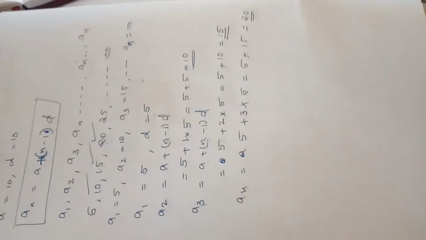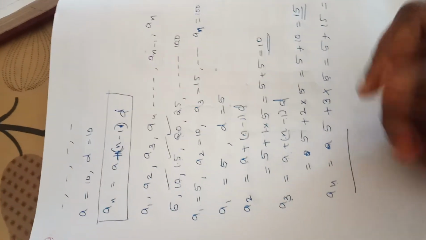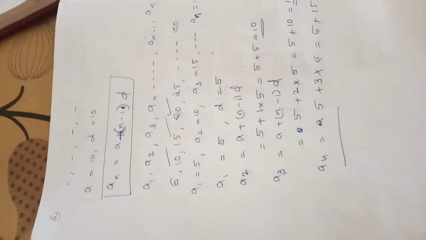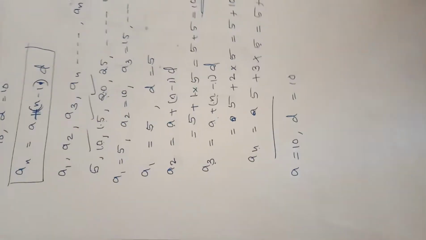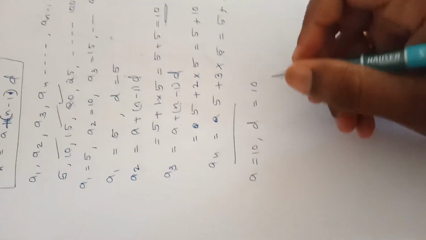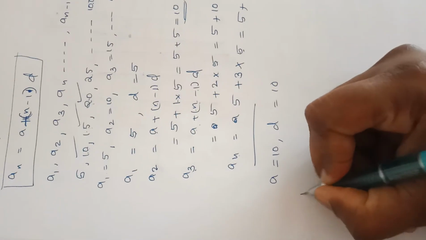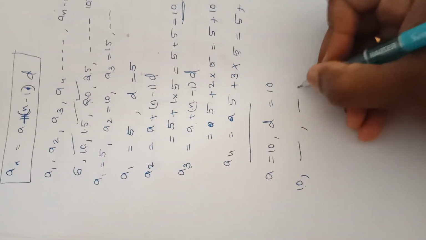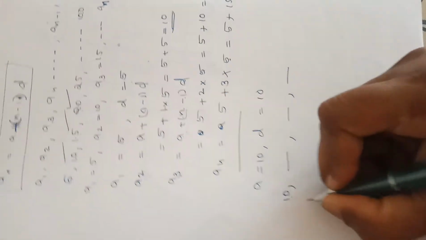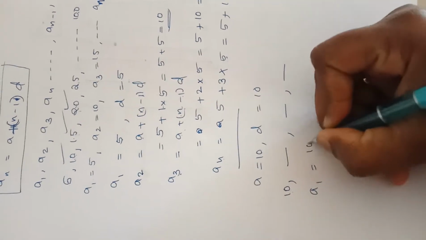So I am doing the first question, question number 2, first part. A is equal to 10 and D is equal to 10. So we have to write the first 4 terms of the AP. A is equal to 10, so this 10 we can write as the first term. We have to write 3 more terms. So this one, A1 is equal to 10.